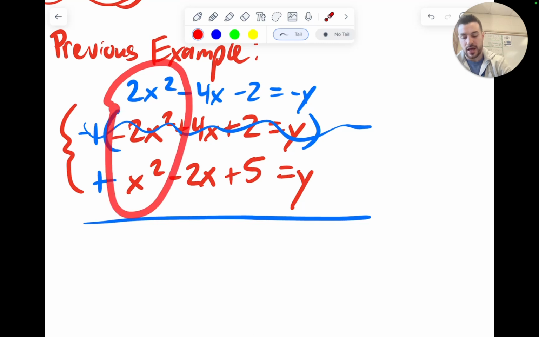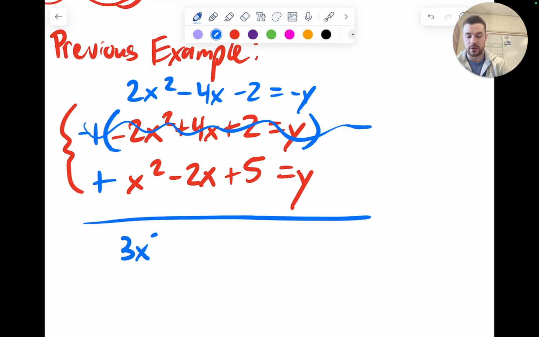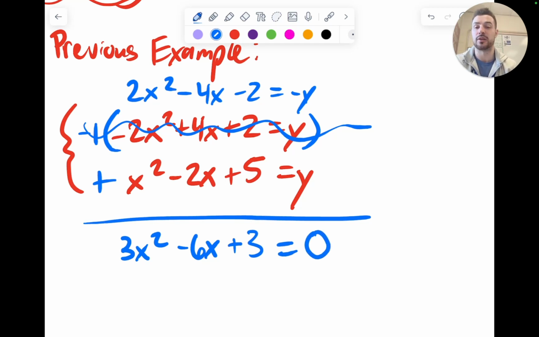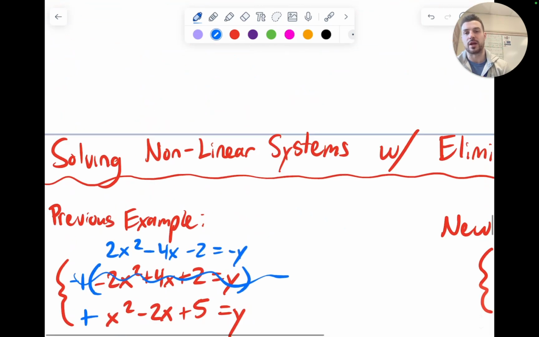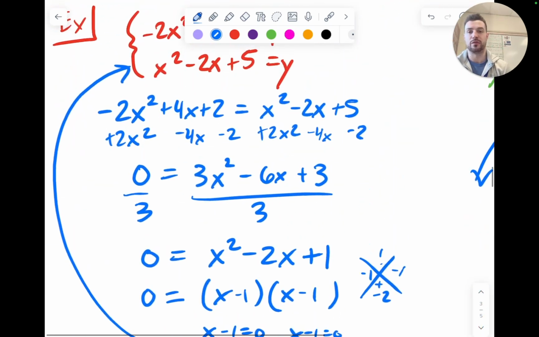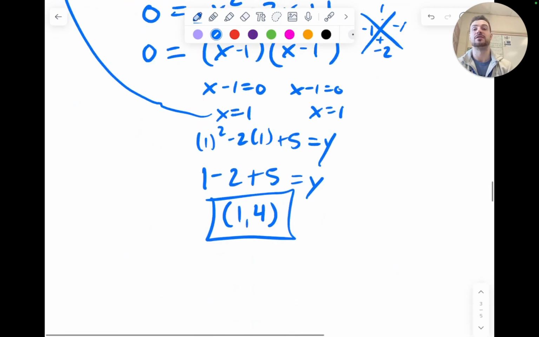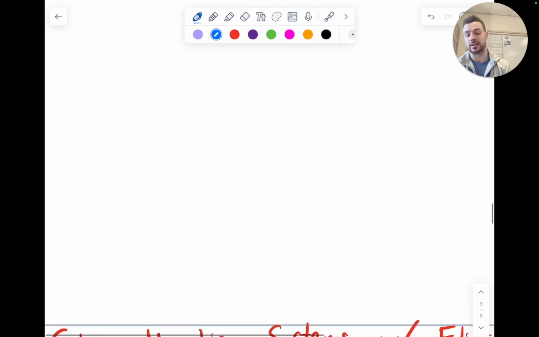When I do that, I'll add my x squares and I will get 3x squared. I'll add my x's to get a -6x, and then I'll add my constants to get positive 3. When I do the same thing with my y's, they end up eliminating each other, and now I am left with a quadratic set equal to 0, which is great because I can go ahead and solve. We've solved this already. It's actually the exact same quadratic from before, but we were able to get rid of one of our variables using a different method. We got rid of it using elimination instead of substitution. So this process will lead us to the same solution.